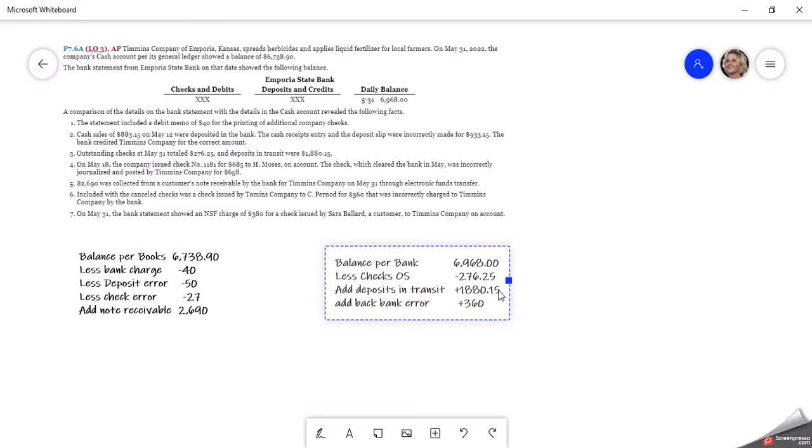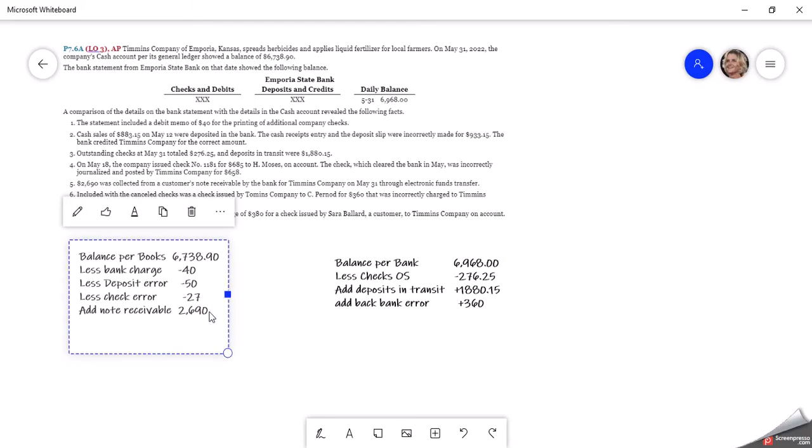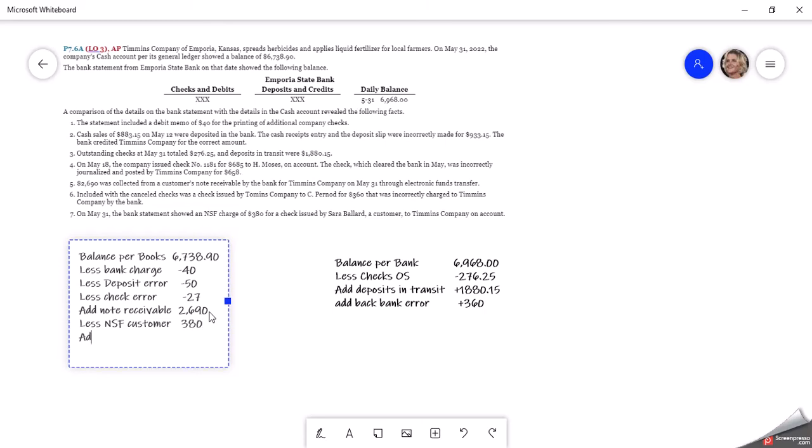$360. Okay. Then on May 31st, the bank statement showed an NSF charge for a $380 check that was issued by our customer on account. So then we didn't realize it bounced, and we would have gave that lady credit, and we would have added it as money coming in. So then now we have to subtract it. That is for $380. Now then we can total or have our adjusted balance, and then it should tie to the bank's adjusted balance. So let's see if it does.